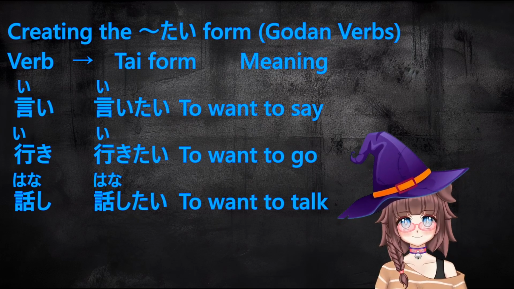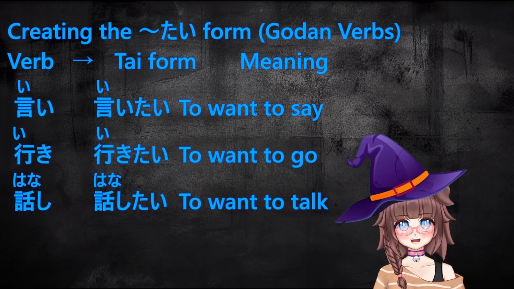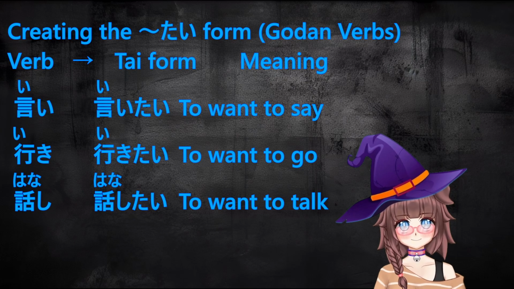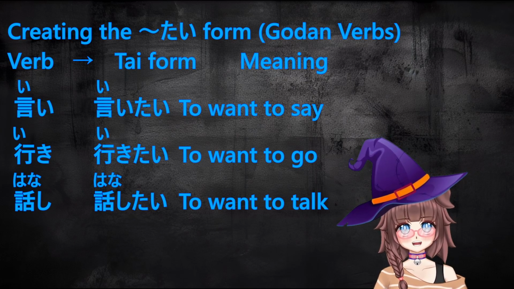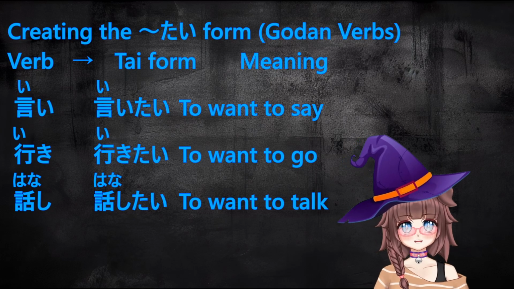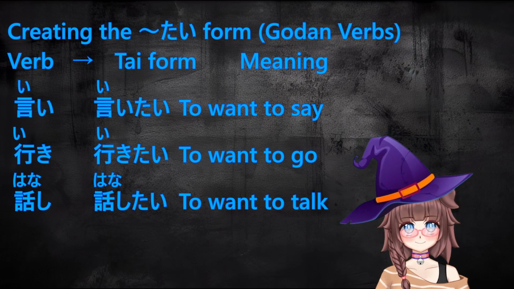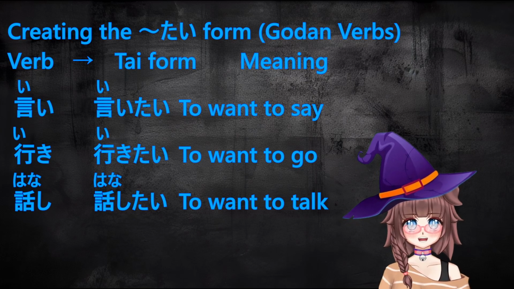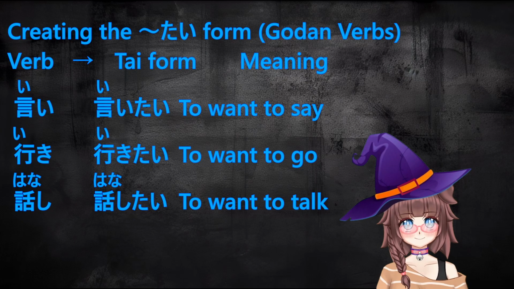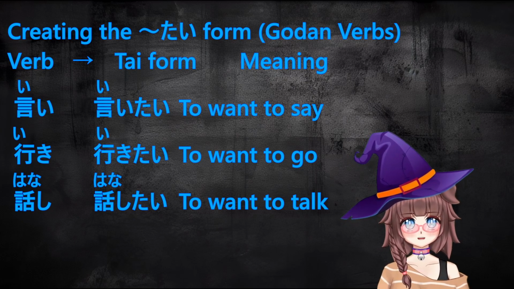We're starting with the verbal stem iki, and we're adding tai to make ikitai, to want to go. And hanashi plus tai makes hanashitai, which means to want to talk. So with these tai form verbs, we can make new phrases like nanka o iitai, I want to say something. Nihon e ikitai, I want to go to Japan. Or tomodachi to hanashitai, I want to talk with my friends.